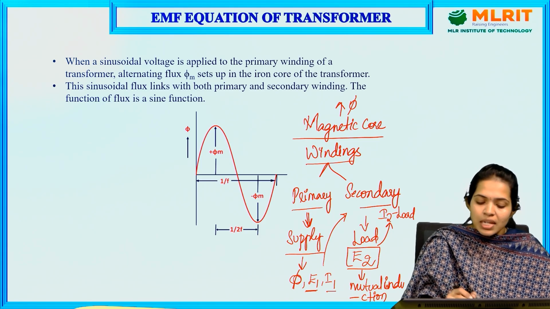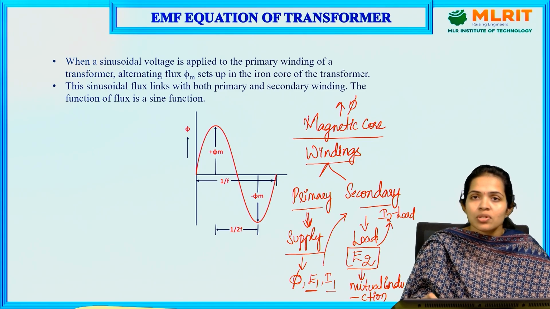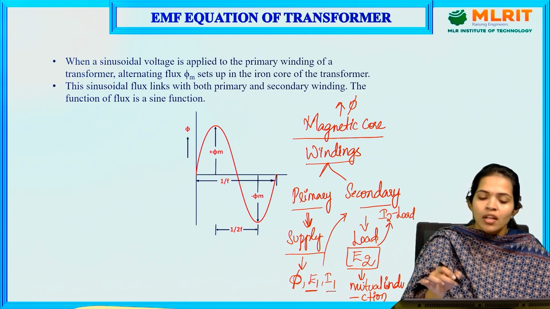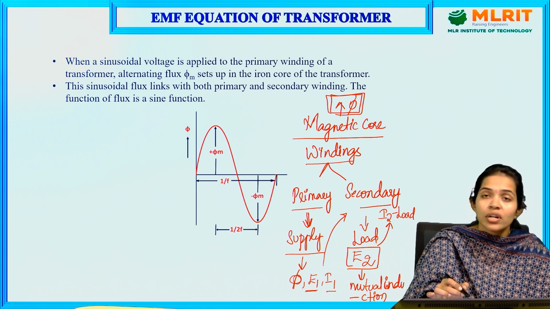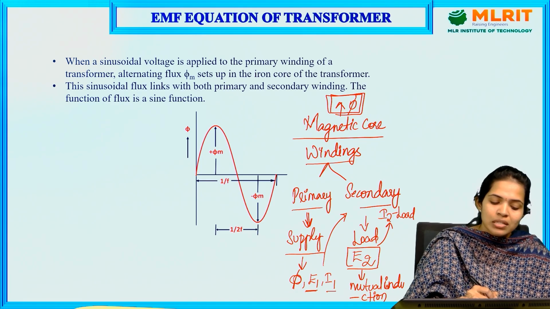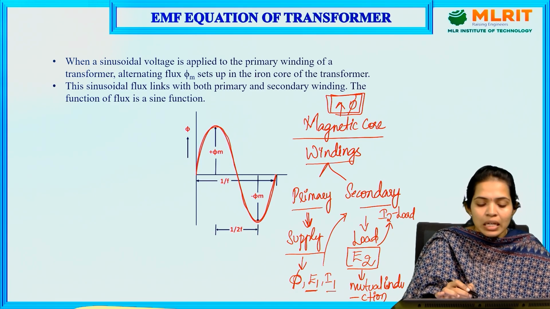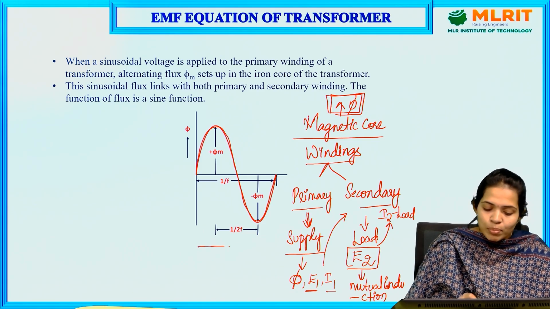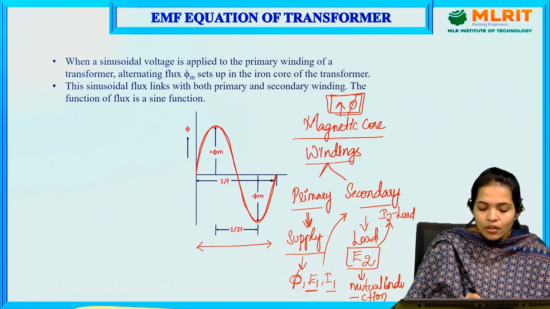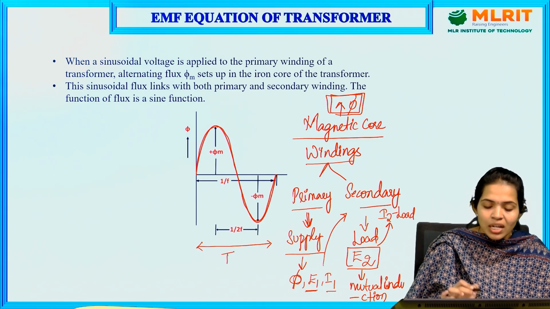This entire process of Faraday's laws of electromagnetic induction and mutual induction, which happens in the working of a transformer, sets up an alternating flux phi. This alternating flux phi is also sinusoidal in nature. We can see the waveform of the flux phi here in sinusoidal form. The time required for one complete cycle of the alternating flux in the primary winding of the transformer is nothing but the time period T.